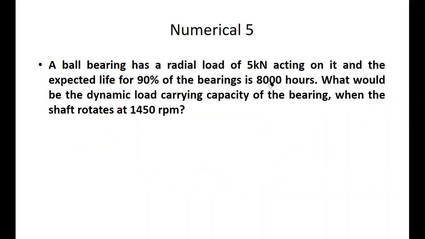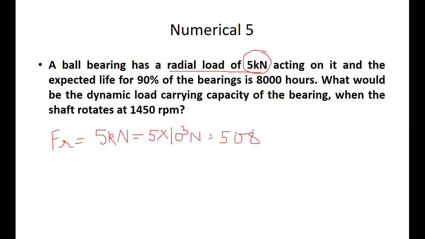Has a radial load, right? You know that radial load is denoted by FR, right? And we always convert the load from kilonewton to Newton. So 5 kilonewton will be converted as 5 into 10 raised to 3 Newton. So 5000 Newton is the radial load. So the given data is ball bearing, radial load, and expected life for 90% bearings.